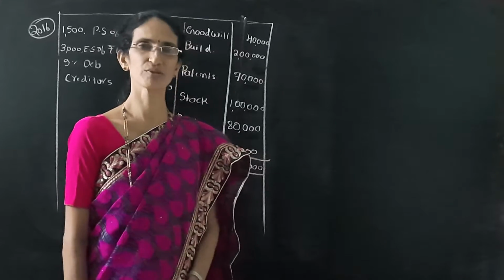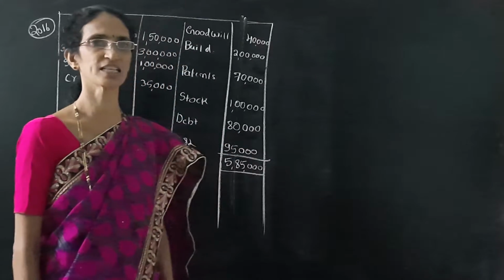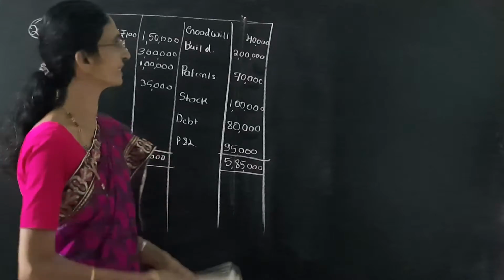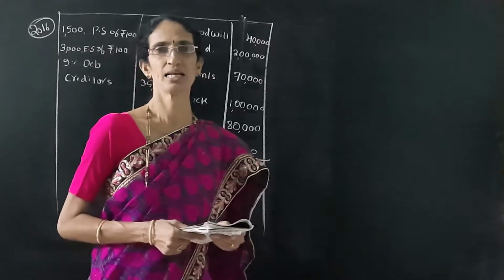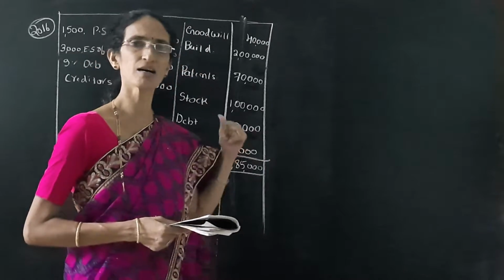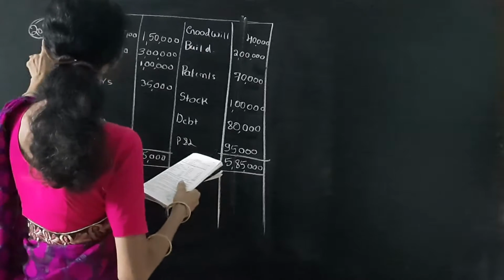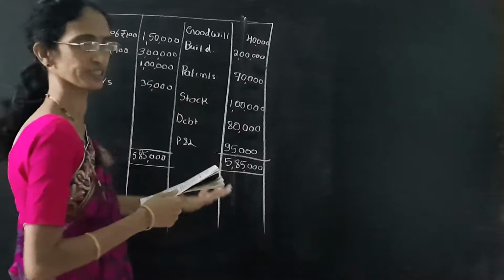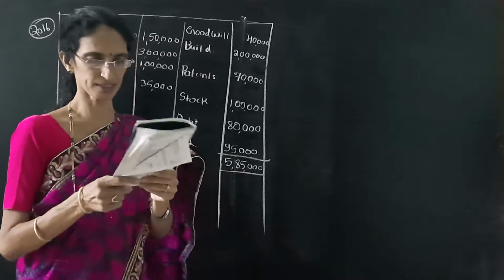Hi, dear students. Now I am taking financial accounting of final year, that is 6th sem accounts, under that internal reconstruction. We already solved 3 problems. This is the 4th problem which appeared in the year 2016. The balance sheet is given like this. Then the adjustment is like this.